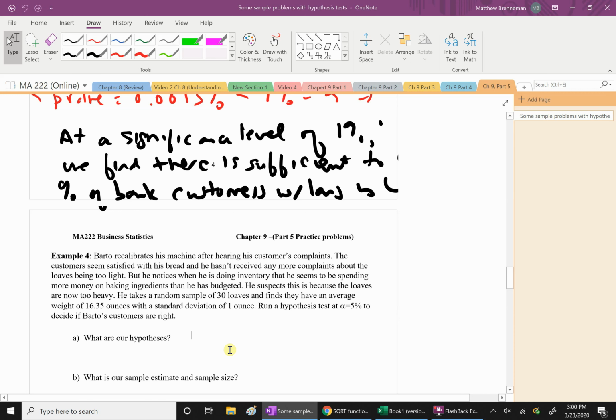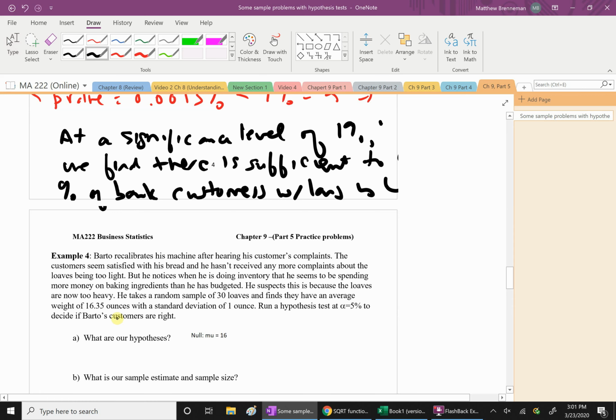Well, again, Bardo's making the loaves with the same advertised weight. So we know that the null is still going to be that the population mean is 16. But what is he concerned about here? He's concerned that he's making the loaves too heavy.